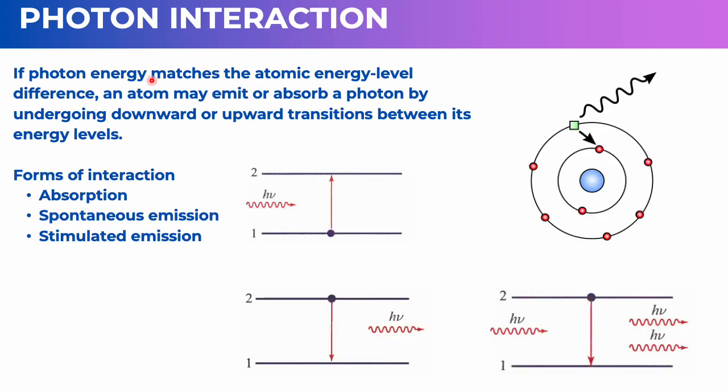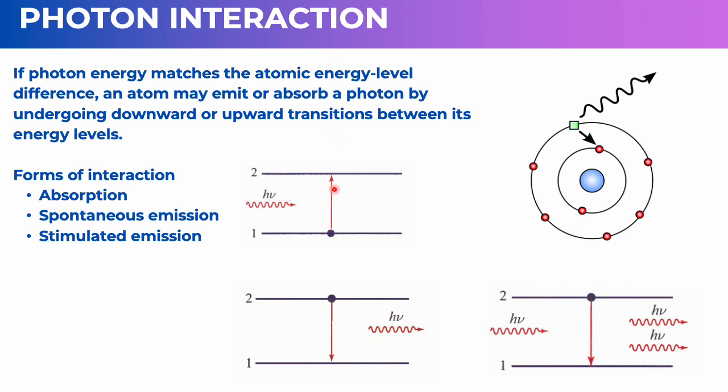So photon interaction. If photon energy matches the atomic energy level difference, then an atom may emit or absorb a photon by undergoing downward or upward transitions between its energy levels. There are three forms of interaction possible: absorption, spontaneous emission, and stimulated emission.